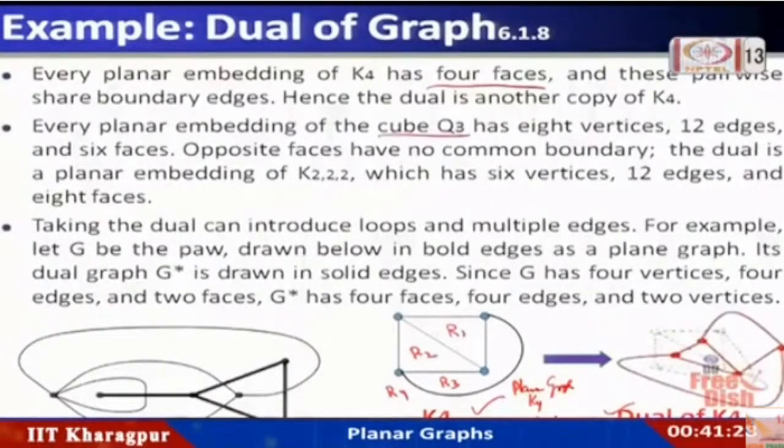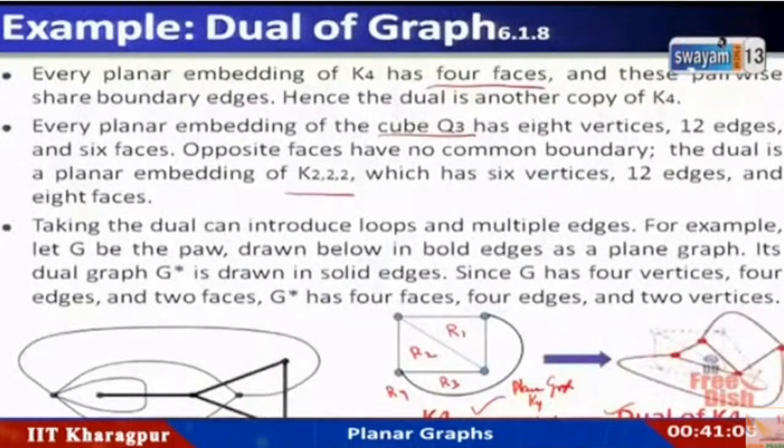So every planar embedding of a cube similarly has, the cube has 8 vertices, 12 edges and 6 faces. The opposite faces have no common boundary. So the dual of this cube is a planar embedding of K2,2,2, which has 6 vertices because the cube had 6 faces, and 12 edges are common in both G and its dual, and 8 faces. Why? Because the cube has 8 vertices.